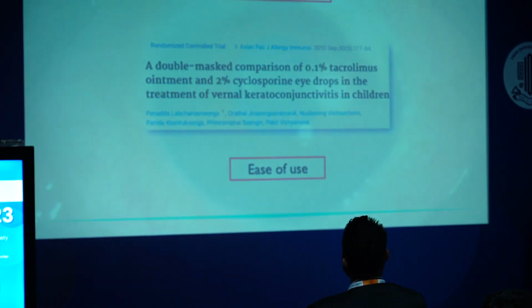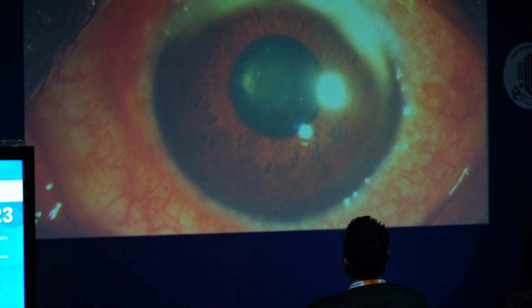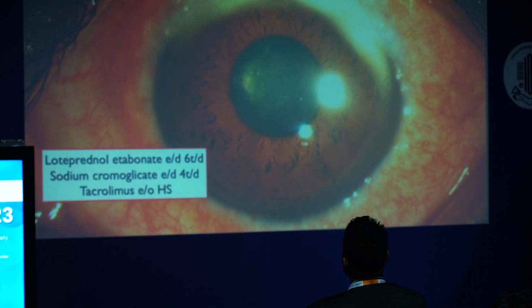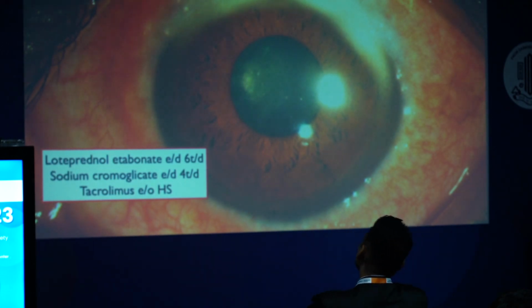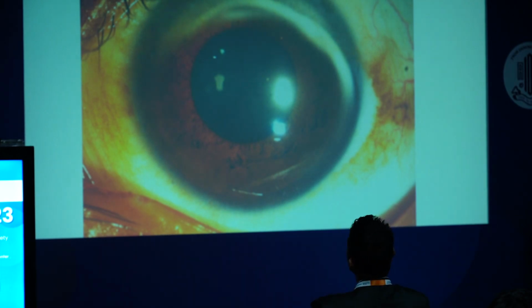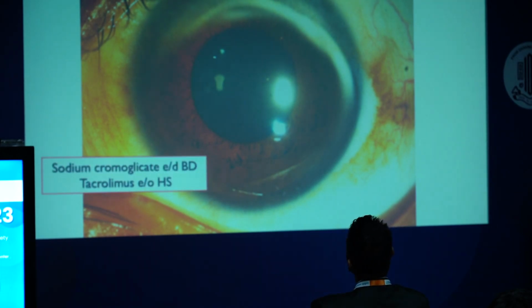so it is easier to use this medication in children. This is a case example of a patient with moderate VKC with limbal variant, and the patient was given topical steroids, mast cell stabilizers, and tacrolimus, and the patient had a very good response to the same and was kept on a maintenance dose of mast cell stabilizers and tacrolimus.